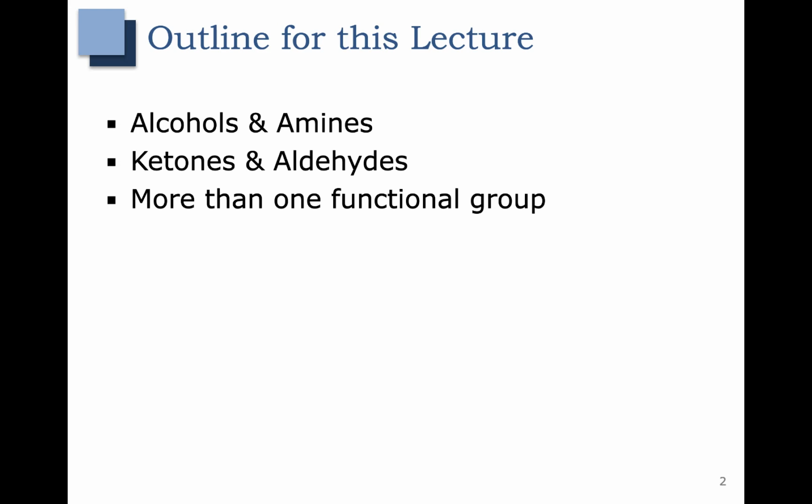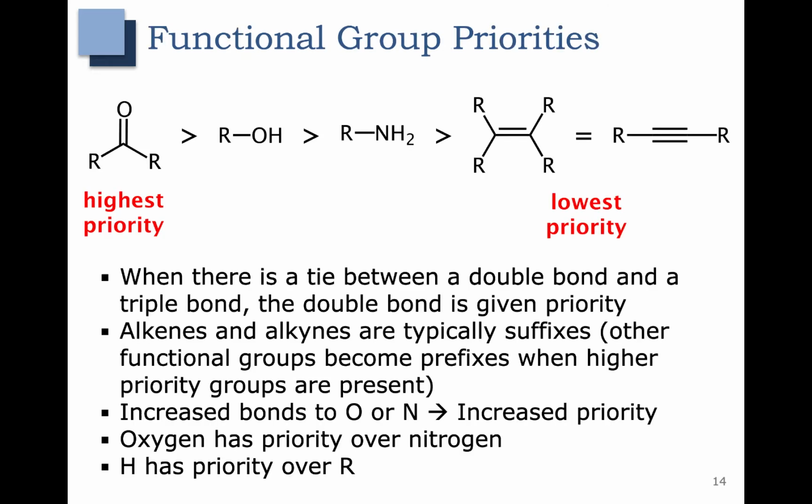In this lecture, we're going to look at the nomenclature of compounds that have more than one functional group. Specifically, we're going to address compounds that have an alcohol, amine, ketone, or aldehyde functional group. Now that we have several different types of functional groups, we have to come up with a way to prioritize them, and some of them are going to have higher priorities than others.